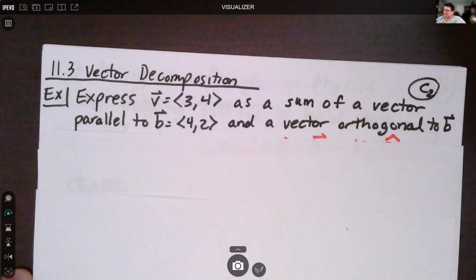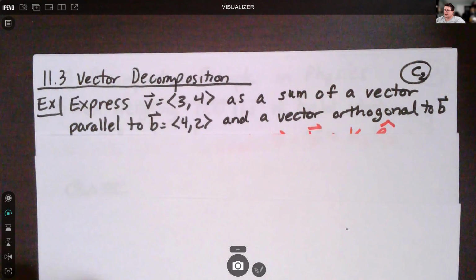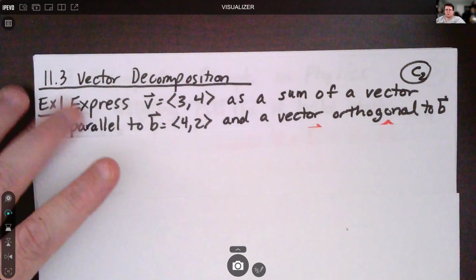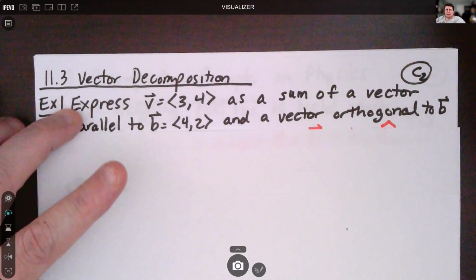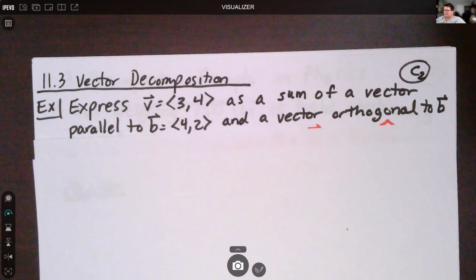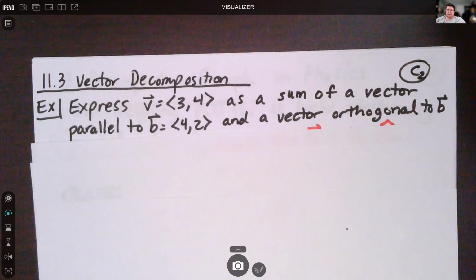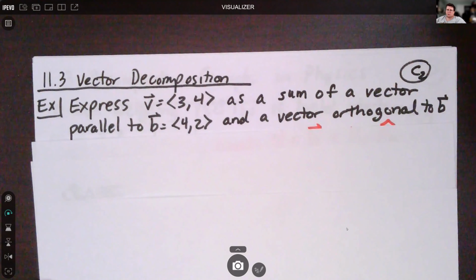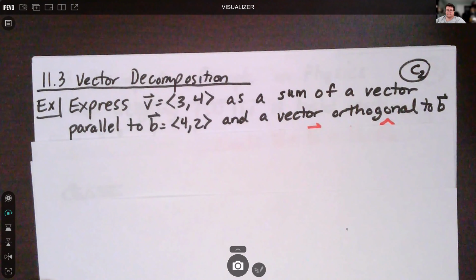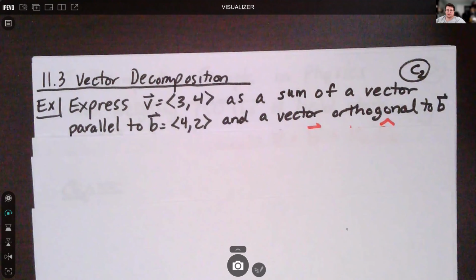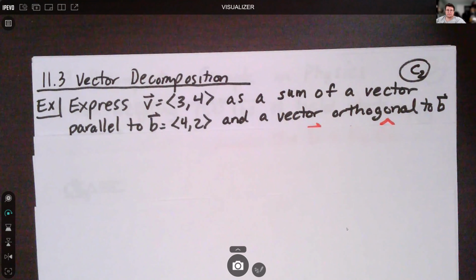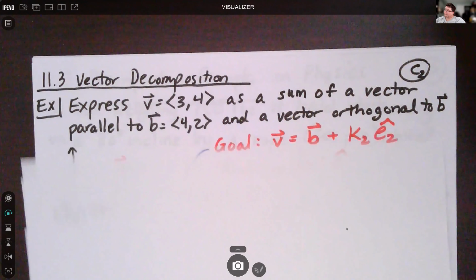Let's do an example where we express the vector V, which is 3, 4, as a sum of vectors, one being parallel to the vector B, 4, 2, and then a vector orthogonal to B. Now remember, a parallel vector can't overlap the same vector. So let's just find the unit vector along B, and then we'll find the orthogonal vector from that.